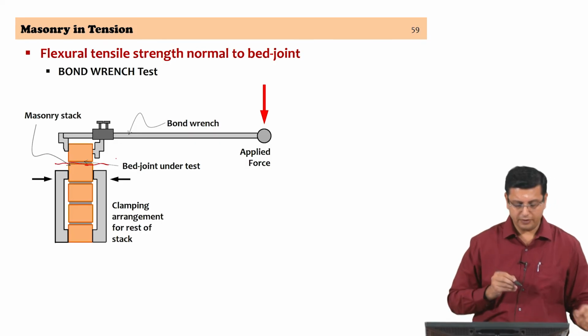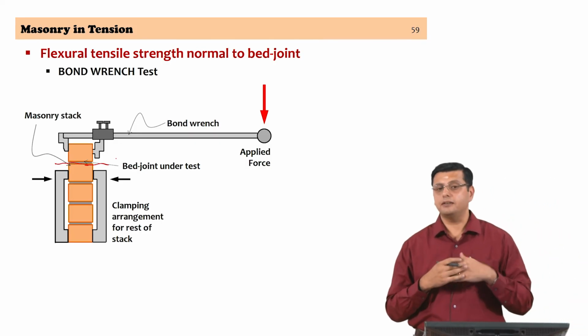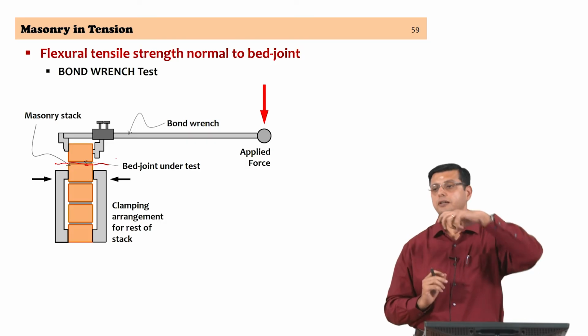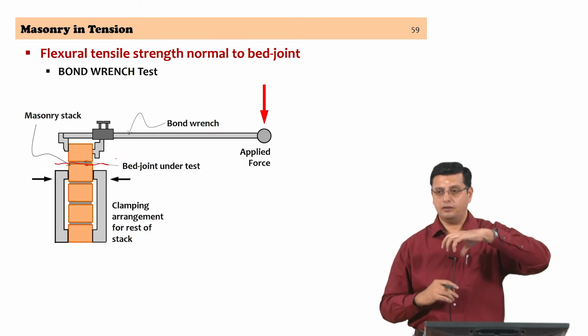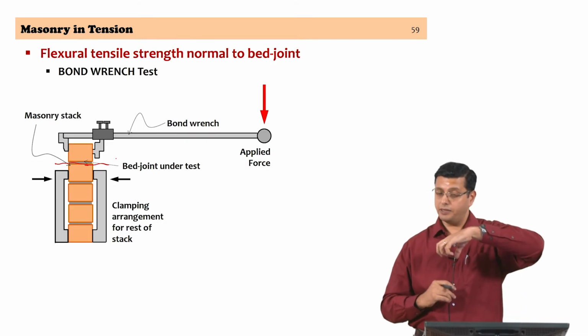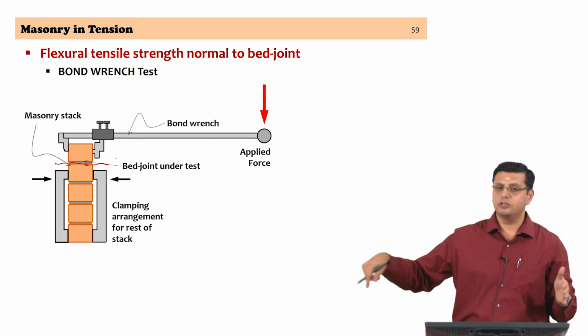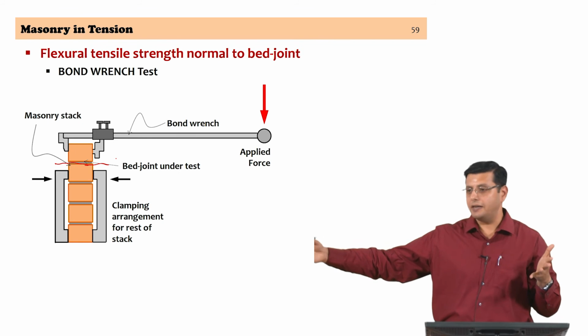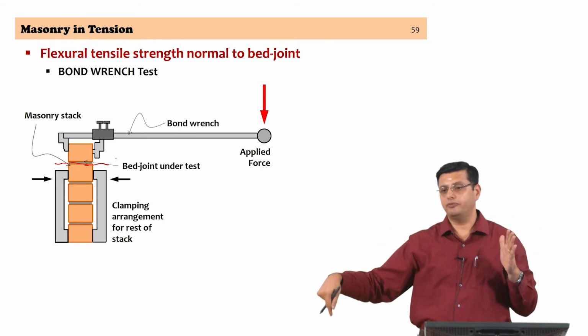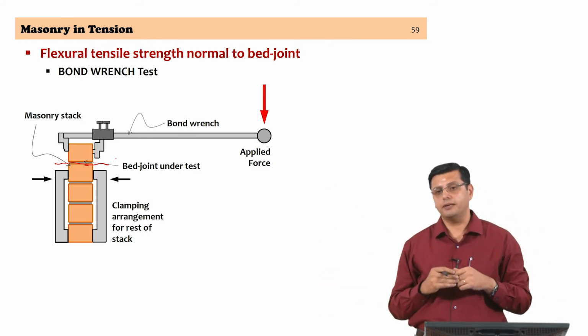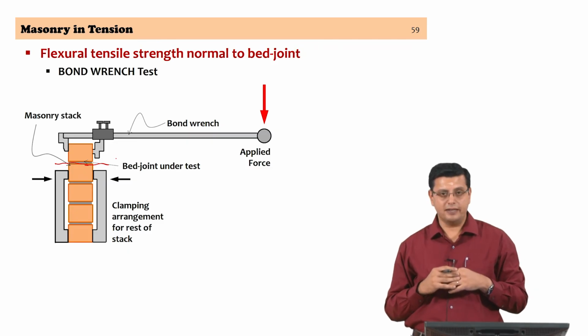The bed joint that is being tested is the one that is between the clamped portion and the part that is going to be pulled out, I mean that is going to be wrenched out. So, you have this bond wrench, and at the end of this bond wrench, which has a prescribed length, you apply a force and you are able to estimate under flexural tension what is the strength of the bond itself.